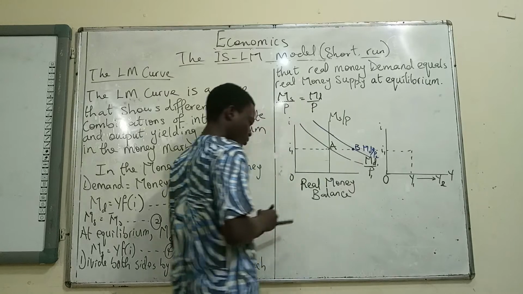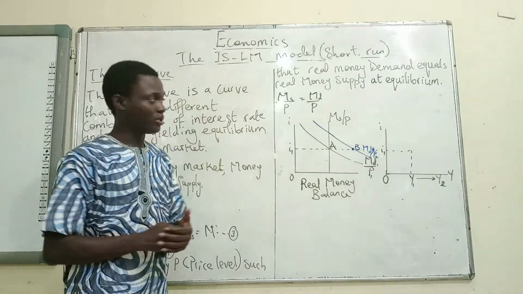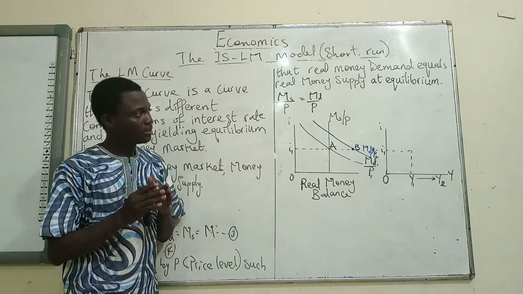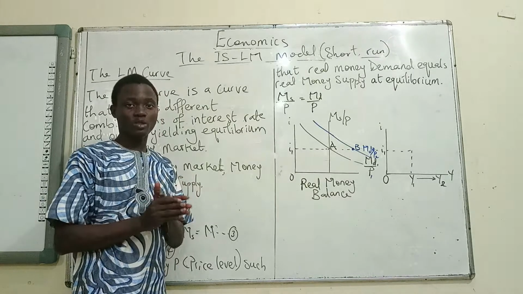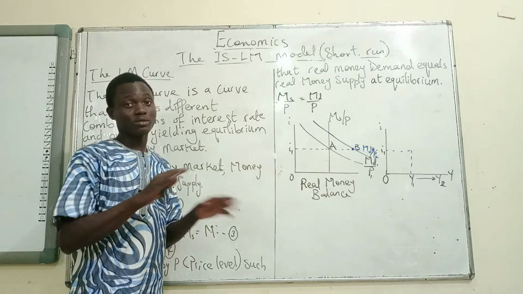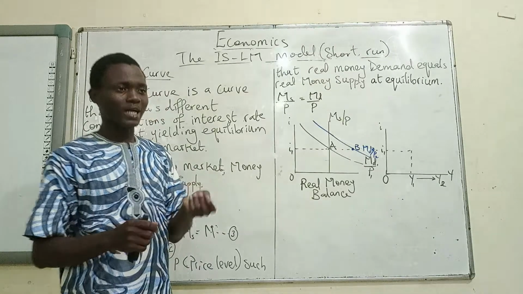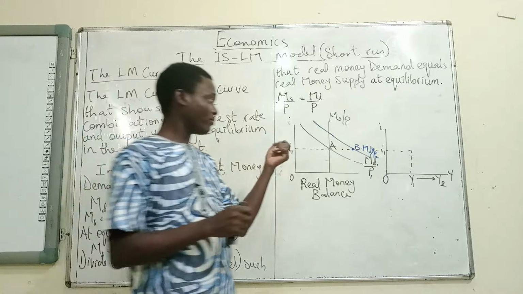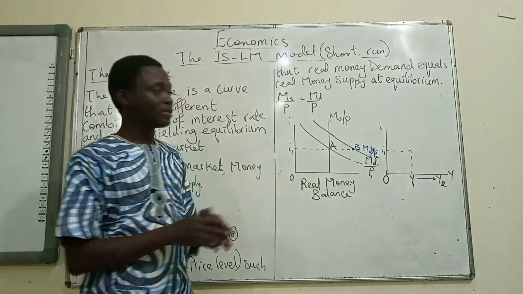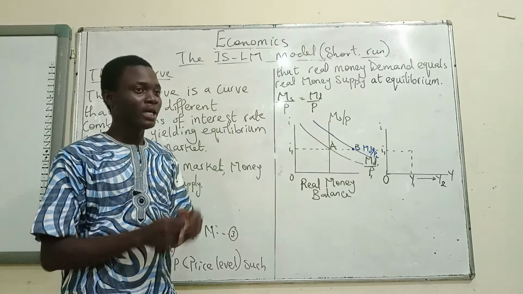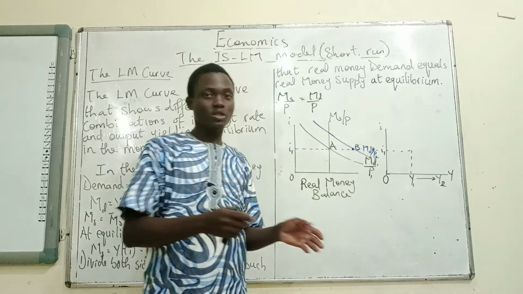But what is exactly going to happen? Despite the fact that there is an increase in the real money demand by people in the economy, the Federal Reserve Bank, or the central bank, has not increased the real money supply, for whatever reason. So the real money supply is still the same, even though there is an increase in real money demand.